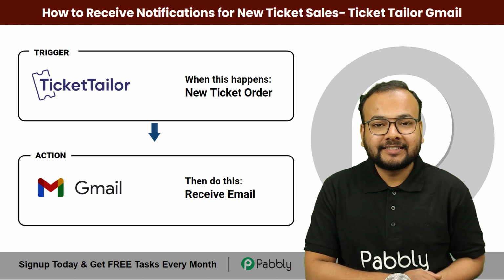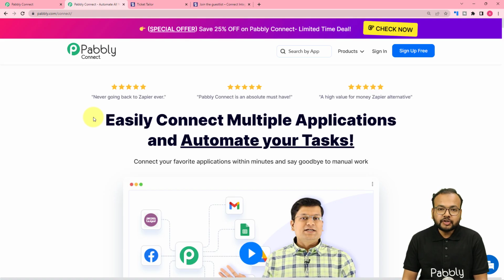So let's begin. To set up this automation, guys, we are using Pabbly Connect, which is an automation tool, and this is the landing page of Pabbly. From here, you can set up your free Pabbly Connect account. I have pasted the link in the description, so you can just sign up right now, and after that, you have to sign in to reach the dashboard of Pabbly Connect. And when you sign in, you will get free automation tasks every month to test and set up your automations.